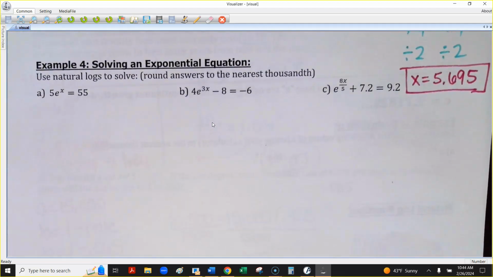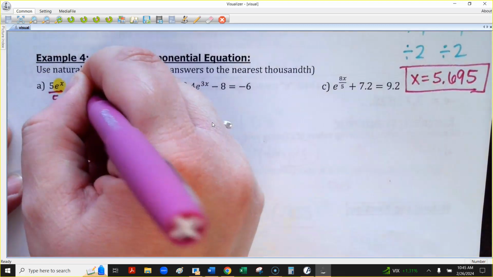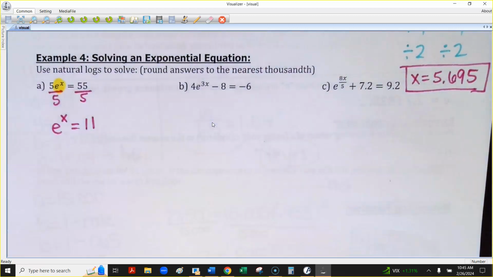I'm going to do this for this first problem only, but you don't have to. You want to get whatever you're taking to the exponent. This is 5e to the x. The only thing that's being taken to the exponent is e, not the 5. So I'm going to get rid of the 5. So this is going to say e to the x equals 11.